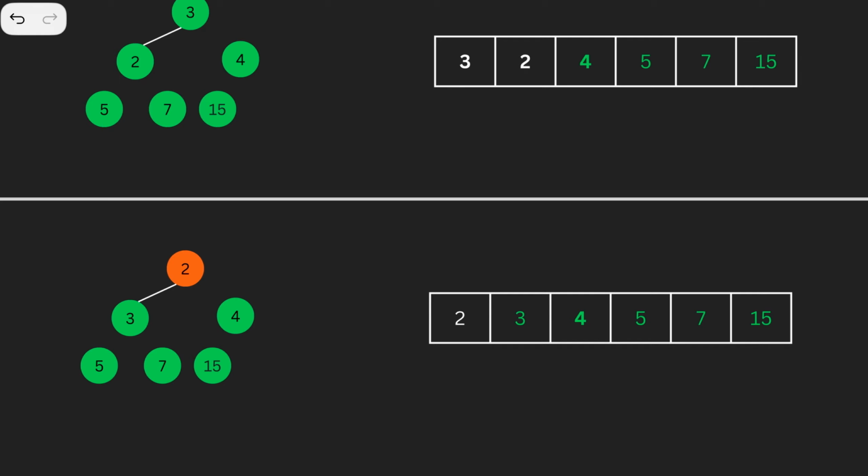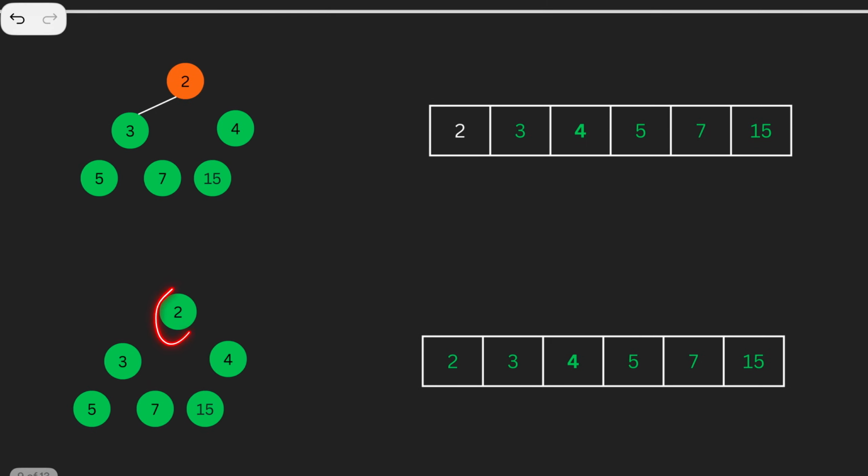Again, we are now only going to heapify our node 2 because 3, 4, 5, 7 and 15 are now placed in their correct positions. So heapifying a single node is nothing, and ultimately we will have a sorted array. By using the second property of heap, we managed to build a heap sort algorithm.